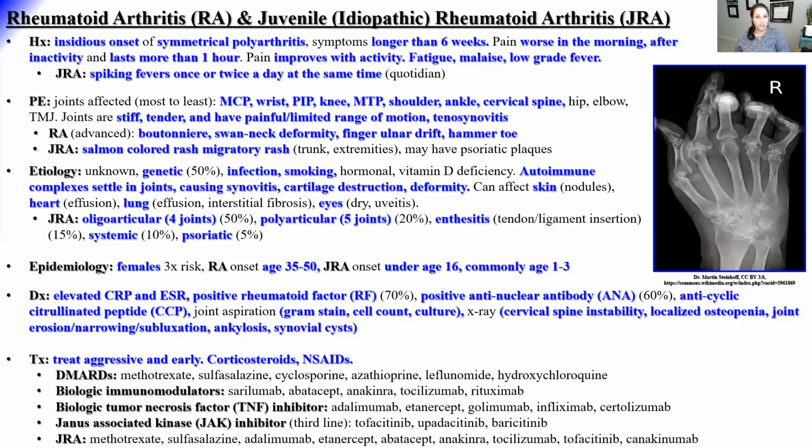Then we have several classes of medications. We start again with those DMARDs that we discussed. We have biologic immunomodulators, biologic tumor necrosis factor inhibitors, and then JAK inhibitors. Those are the third line. On JRA, we have a variety of medications to treat this as well. So kind of going down our algorithm there.